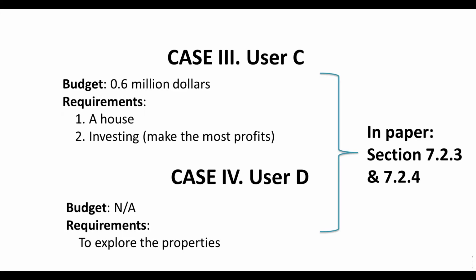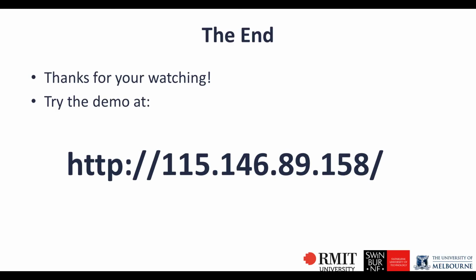Two more case studies can be found in the paper. About an investor, User C, with $0.6 million wanting to invest in a property from which he could make the most profits. User D was new to Melbourne, and wanted to explore the local real estate market, get to know different lifestyles in different regions, so that he could have a basic idea of what kind of properties he would buy in the future. Thanks for watching.